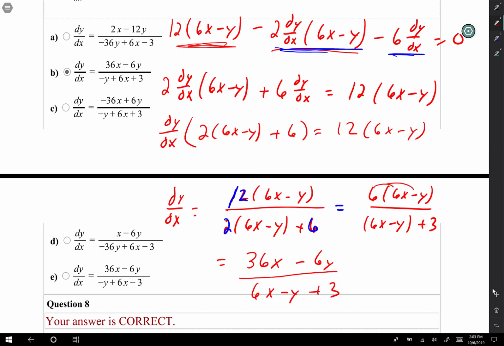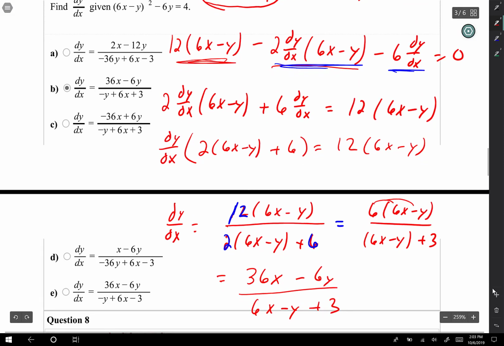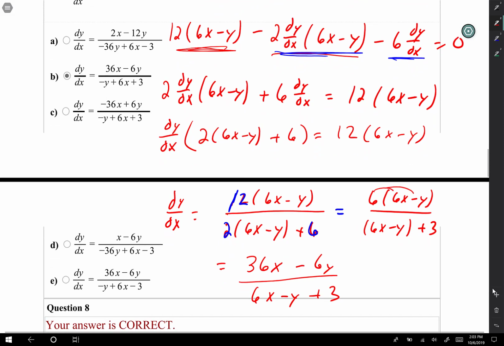All right, and that's it. So now we look for it. 36x minus 6y over negative y plus 6x plus 3. There it is.